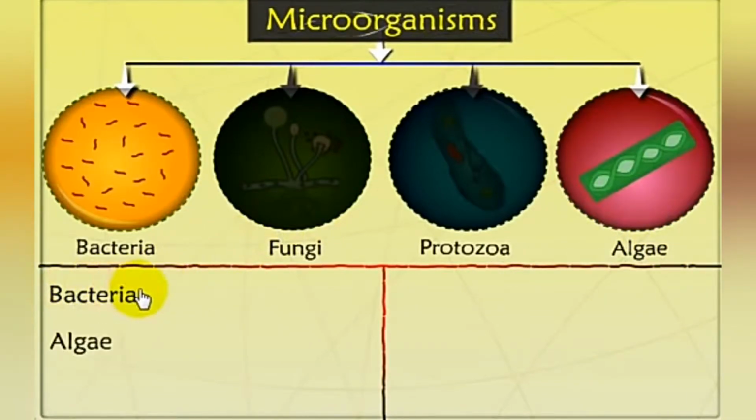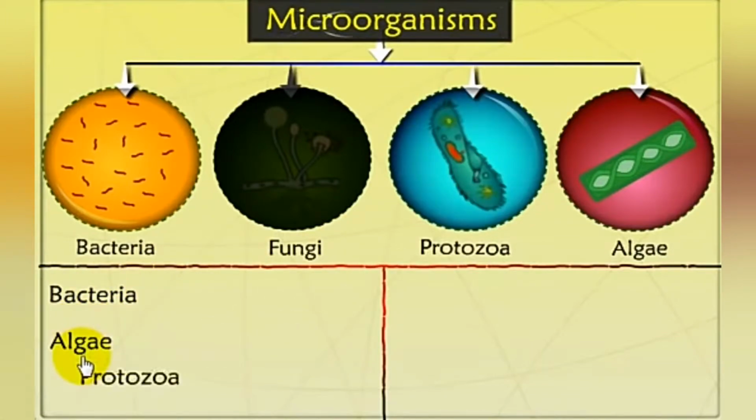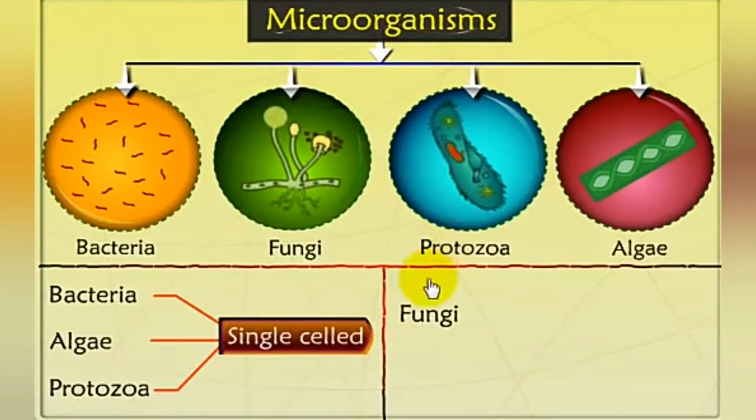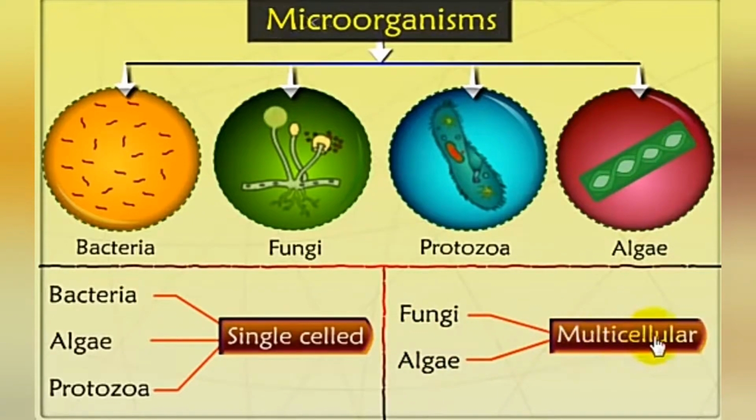So the bacteria, the algae, and the protozoan, they are all regarded as what? The single-celled microorganisms. While the fungi, they are regarded as what? And some algae, they are regarded as the multicellular microorganisms.